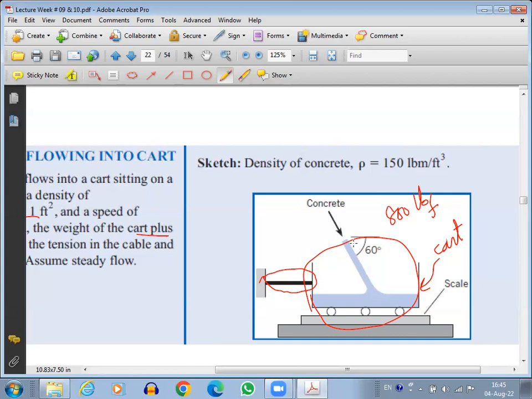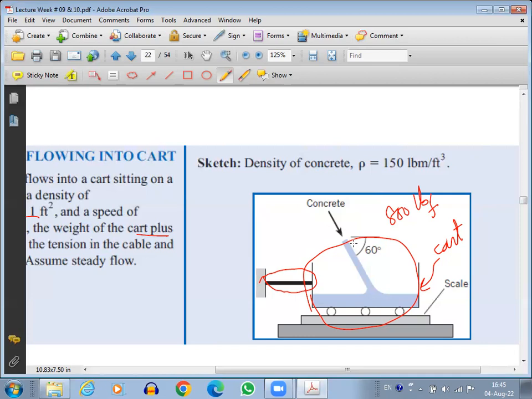Is this thing clear? Before moving towards the problem solution, first thing is that the problem statement should be very clear to you. Okay, so you have a cart, concrete is falling at a certain angle, तो एक cable भी attach की हुई है ताकि cart अपनी जगह से move ना हो. So that cable will also have tension in it. So we have to find out how much is the tension in the cable.